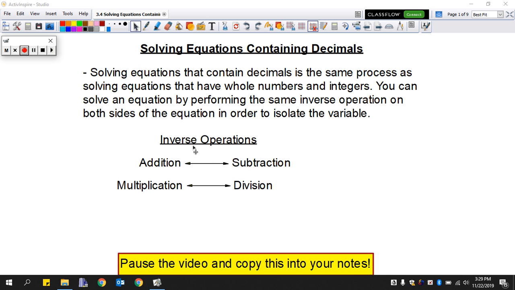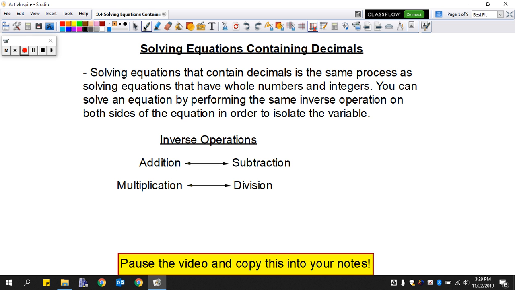In this lesson, we're going to talk about how to solve equations that contain decimals. Solving equations that have decimals in them is really no different at all than solving equations that have whole numbers and integers in them, like we've solved in the past. You just simply solve that equation by performing the same inverse operations on both sides of the equation. And our goal there is to isolate, or get, the variable by itself.